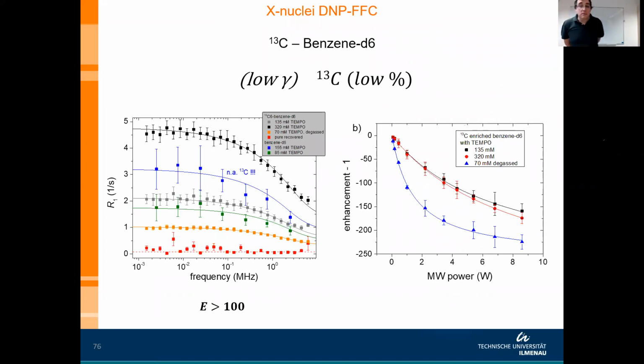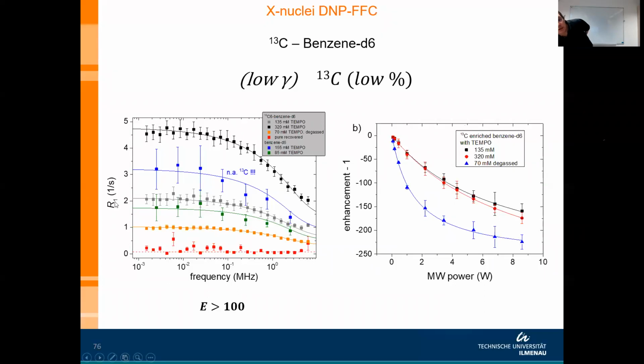Here, the last slide that I'm going to show is related to the measurements of a system with low natural abundance, carbon-13, low nuclear gamma. This is carbon-13 in benzene, in deuterated benzene. And here, you see that we can measure with the DNP. You see with different radicals the dispersions, and you can even compare these. I'm sorry, this is an experiment done in enriched carbon-13 deuterated benzene.